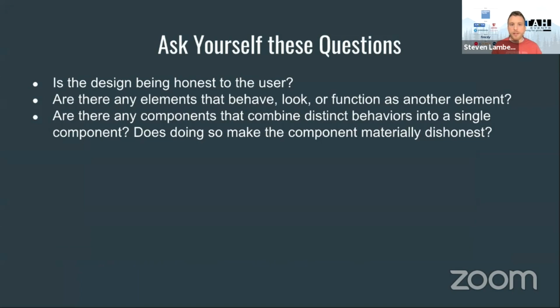So to use the lens of material honesty, you can ask yourself these questions. Is the design being honest to the user? Are there any elements that behave, look, or function as another element? Are there any components that combine distinct behaviors into a single component? Does doing so make the component materially dishonest?